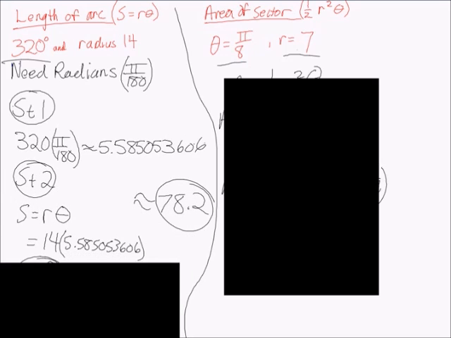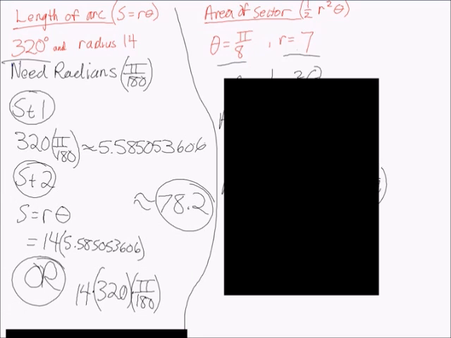In step two, you could either do 14 times the big decimal, or you can do 14 times 320 times pi over 180. You're going to get 78.2. Okay.